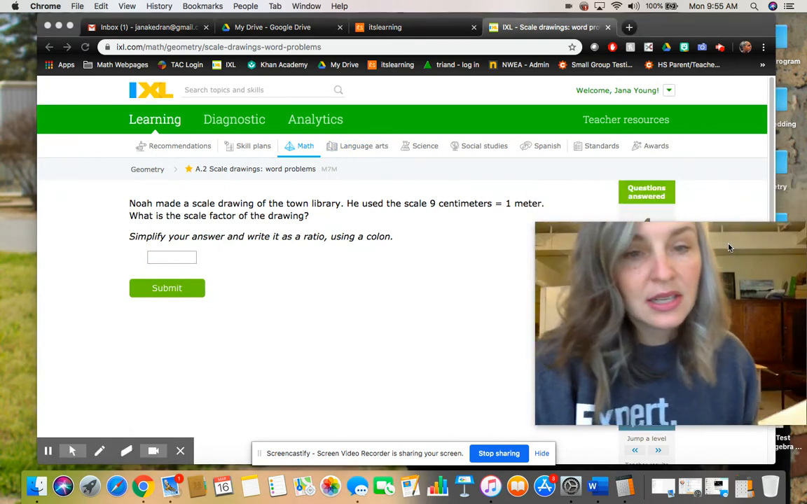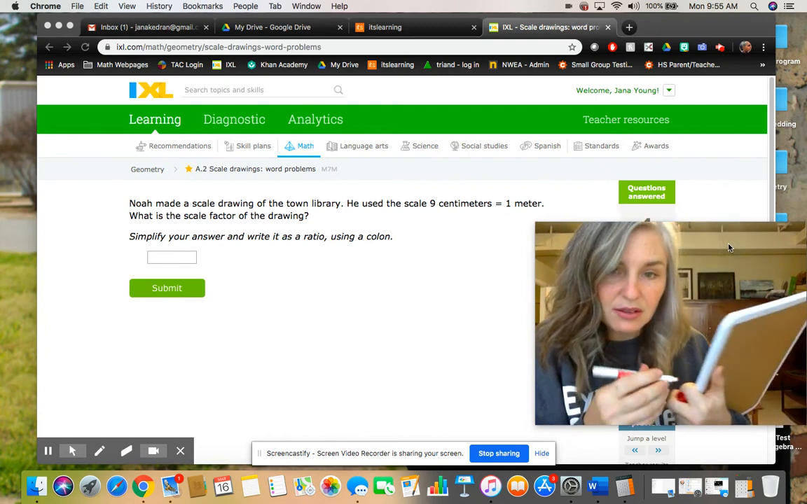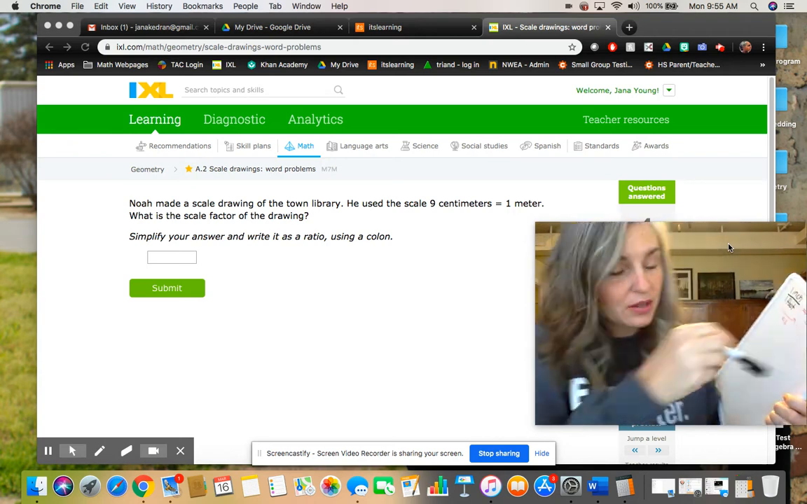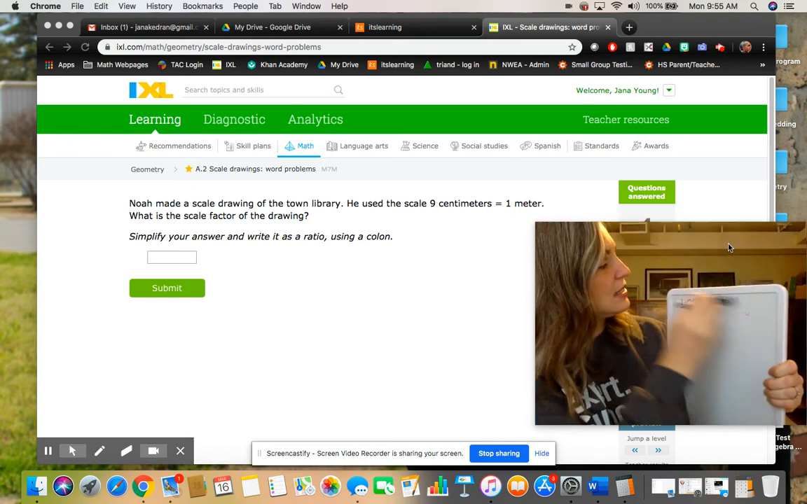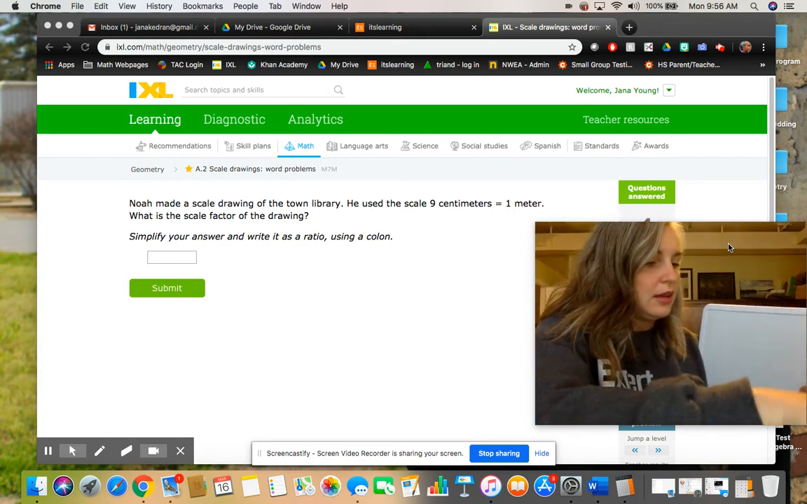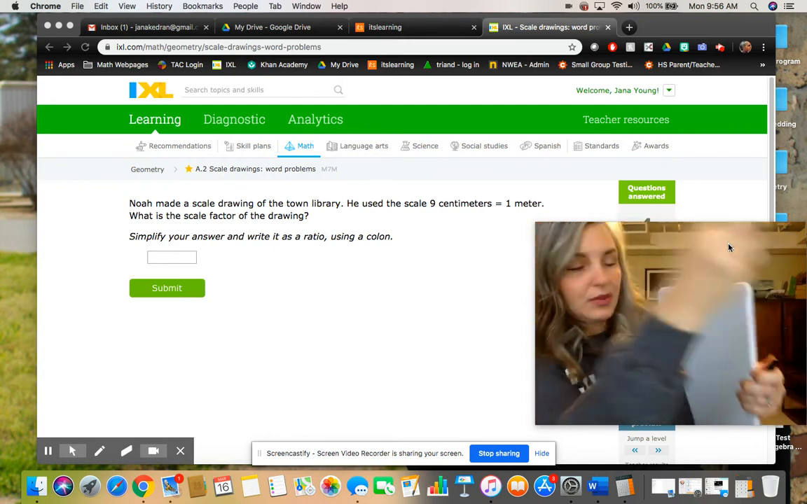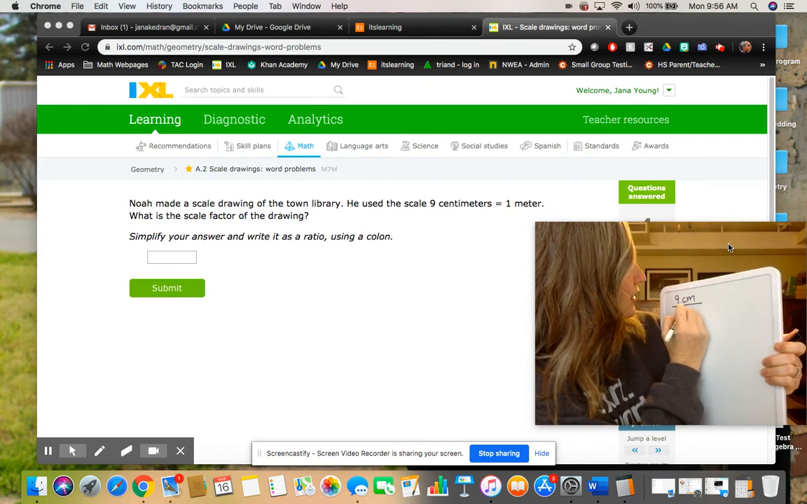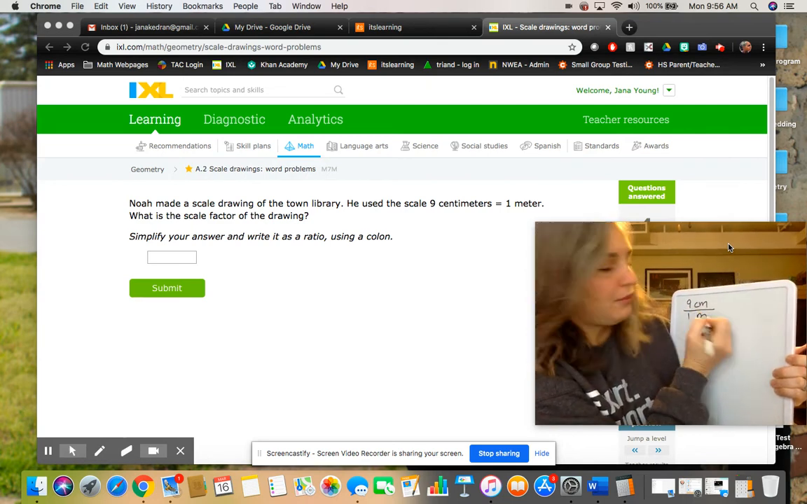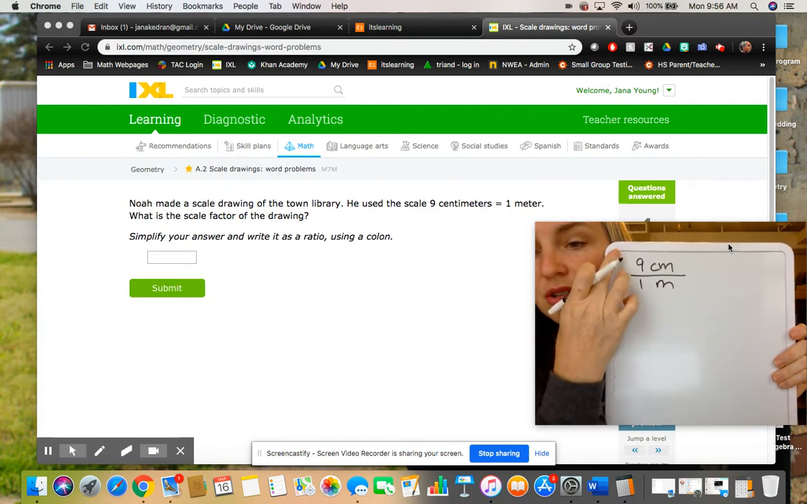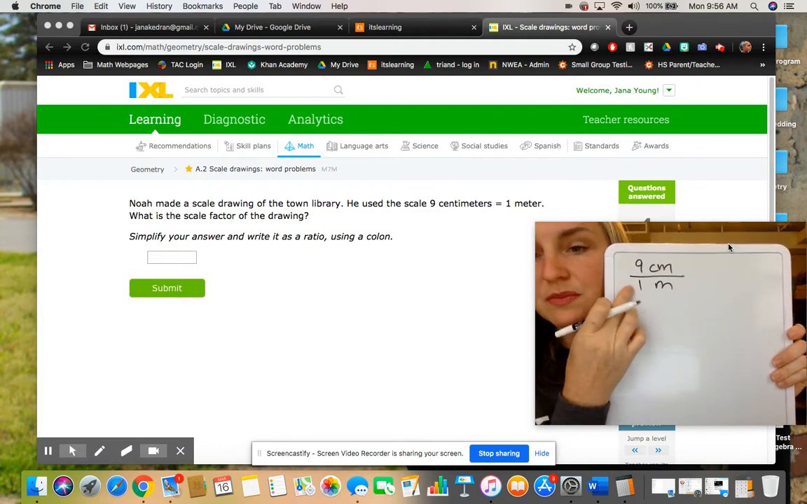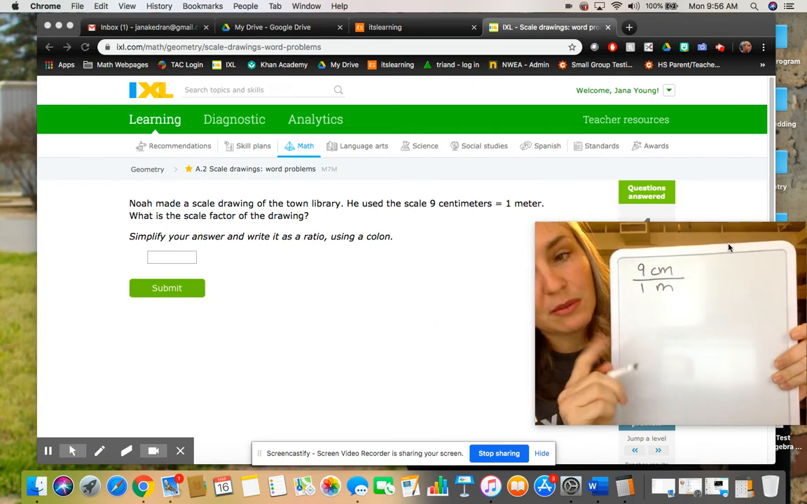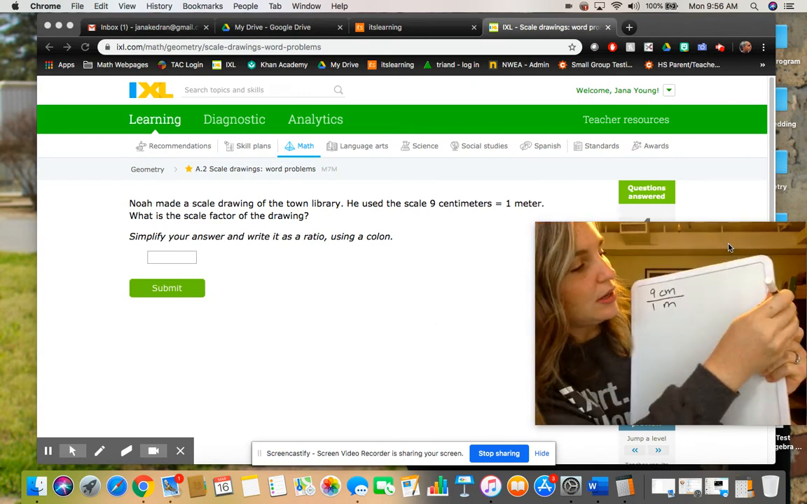Time permitting, it says Noah made a scale drawing of the town library. He used the scale 9 centimeters to 1 meter. So I'm going to erase this really quick, and I'm going to change this to 9 centimeters to 1 meter. Yep. And so centimeters are smaller than meters are, so again, we're going to change meters. Centi means 100. If you don't know your conversions, remember you've got Google right up there because you're on a computer or you're on your phone.